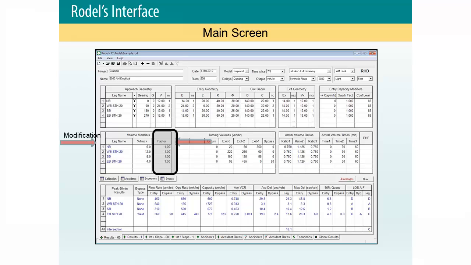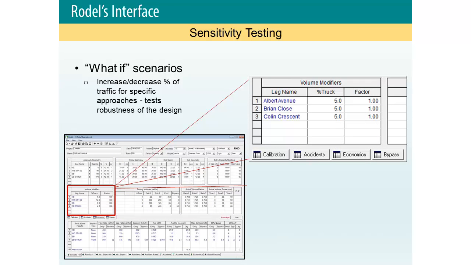It's set at 1 typically. That would represent the traffic that you've entered for the design horizon. That factor can be modified up or down to increase or decrease the percent of traffic for a specific approach and do specific testing. You can test for what if a development has more or less traffic generation. What if trip generation on the long range traffic is a little bit less or a little bit more?